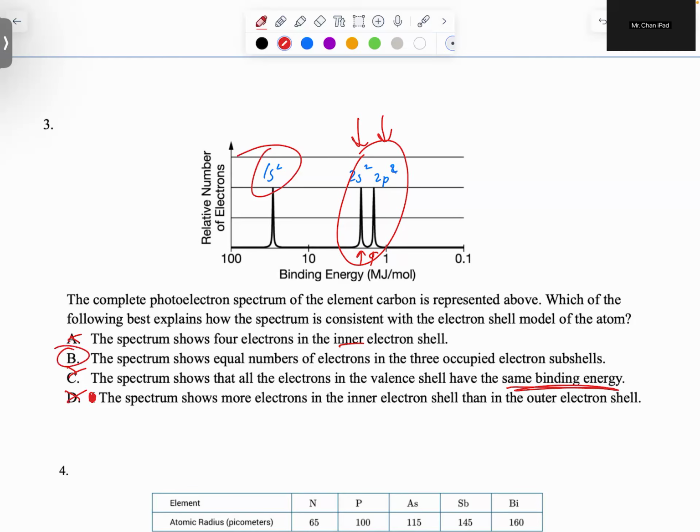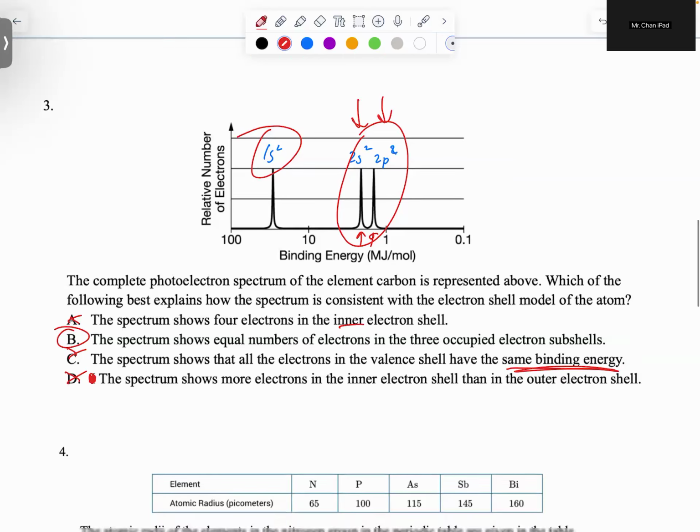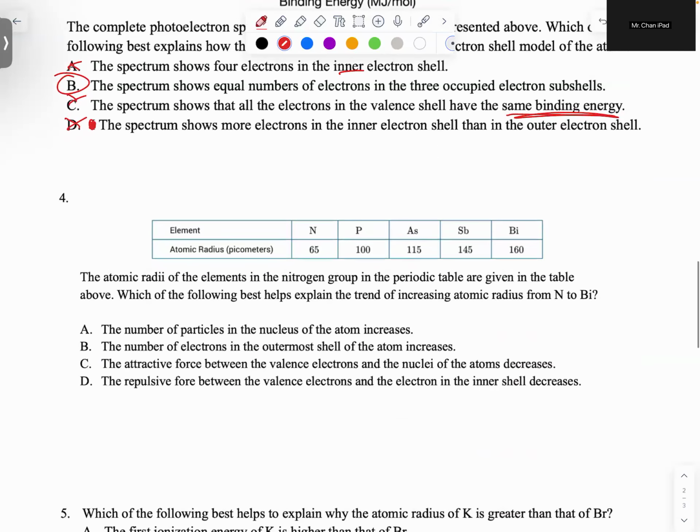So B is the answer. Yeah, it's time consuming, but you need to really scan through the choices, underline what goes wrong, cross them out so that you can clearly confirm yourself that you've got the right answer.